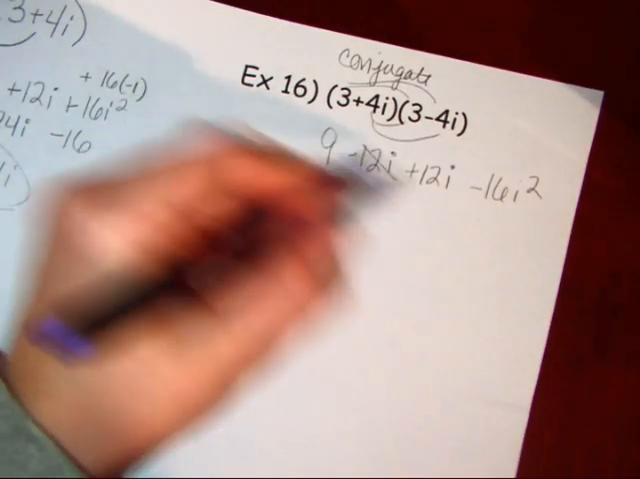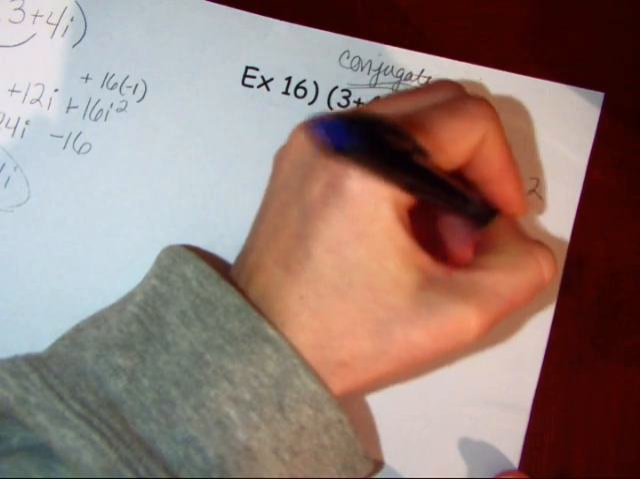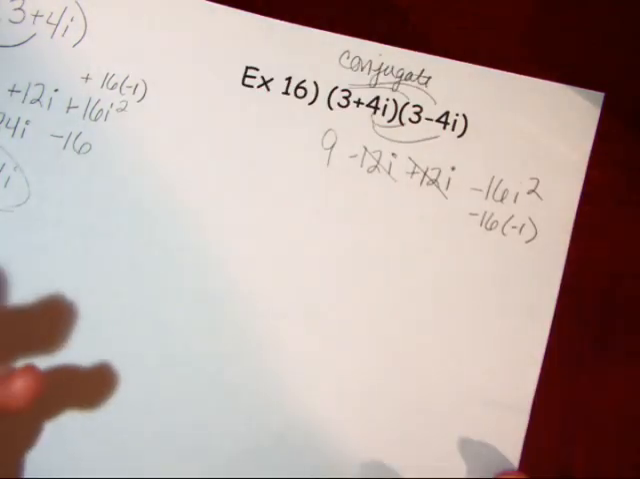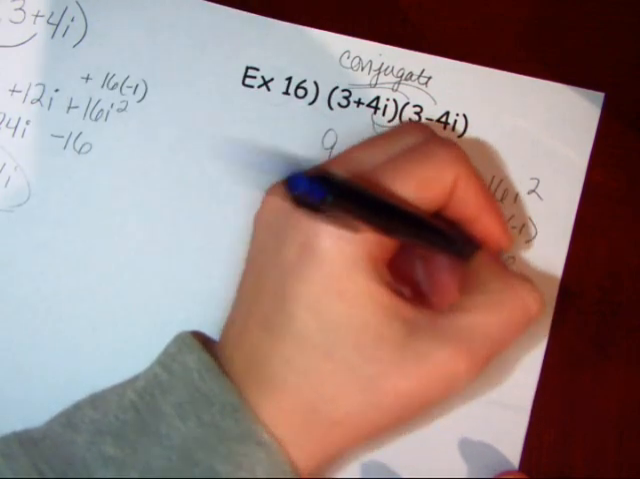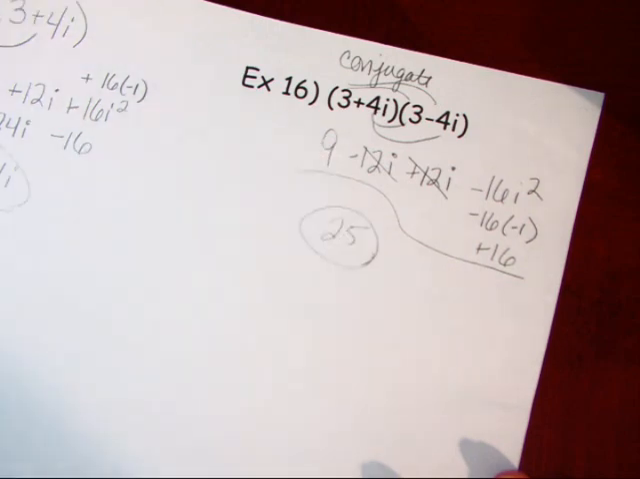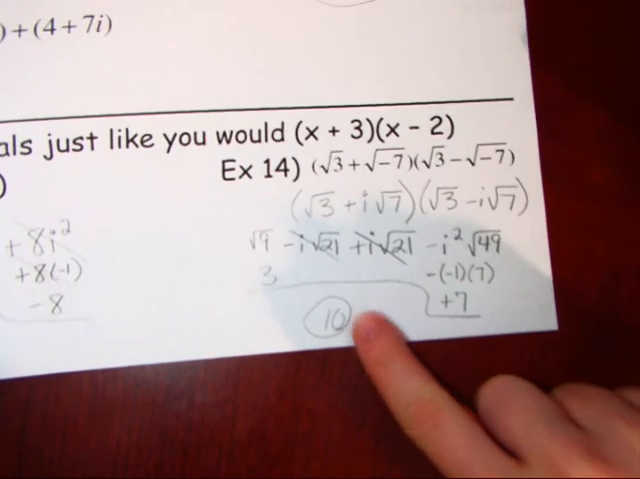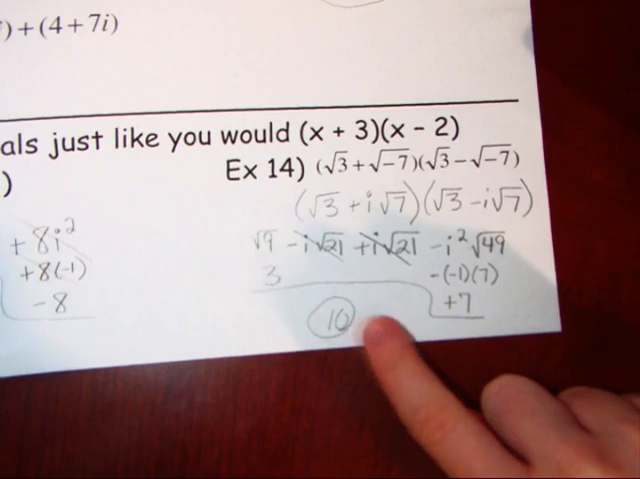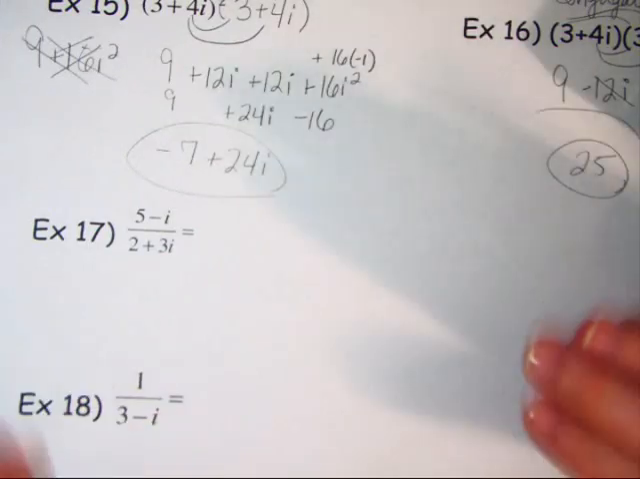Now look, this is why conjugates work. The middle terms will always cancel, and this is actually a negative 16 with a negative 1 because i squared is negative 1. So you actually get 9 and a positive 16. Your final answer is just 25. Notice your final answer has no i in it. Look at example 14. We didn't have any i in the final answer either in number 14. So that kind of helps us prepare ourselves for 17 and 18.